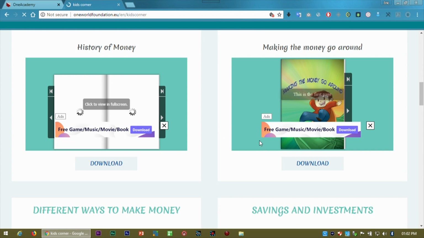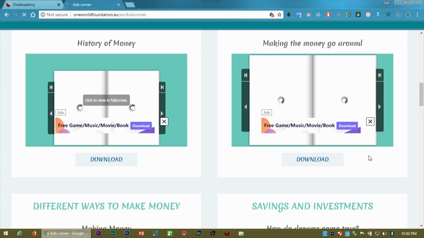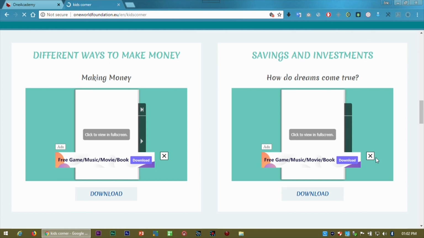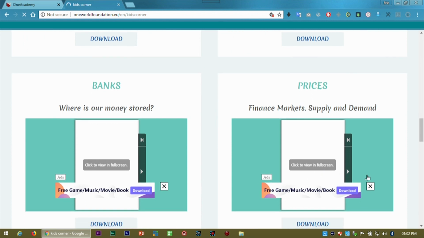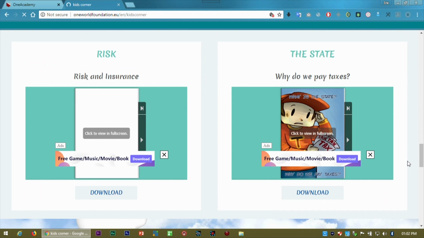And we talk about the history of money, making the money go around, different ways to make money, how do dreams come true, all right? What are banks? Where is the money stored? Your finance market, supply and demand, risk and insurance. Imagine talking to your children at ages 5 to 12 about the diversity of this information. Just think about it for a moment. What if you had this information when you were a child? Where would you possibly have been?